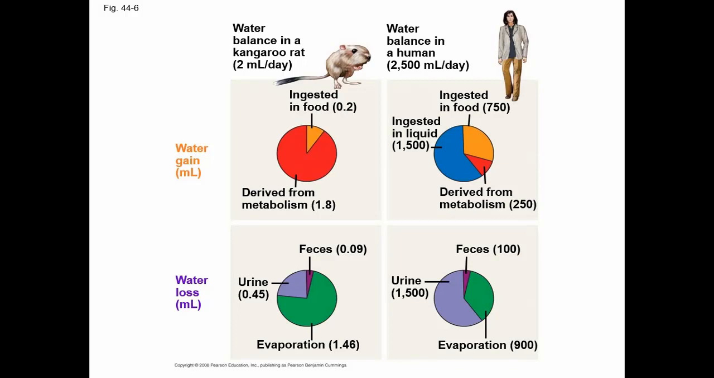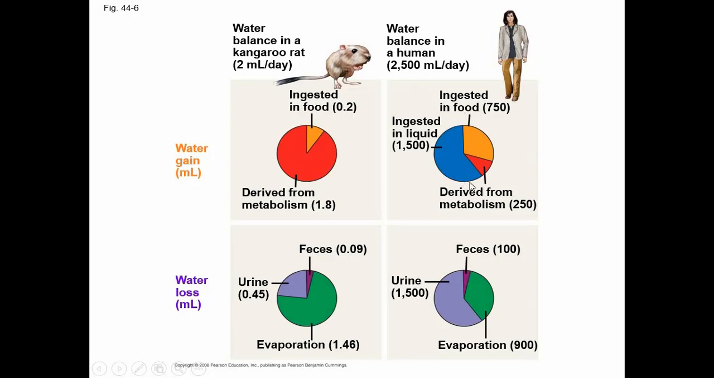We can see that, from the red color here at the beginning, humans only get a little water from metabolism. But kangaroo rats mostly get water from metabolism. Why? Because their environment lacks water. They're living in the desert, and from ingesting food, they also only get a little. But us, on the other hand, we can get water from drinking.